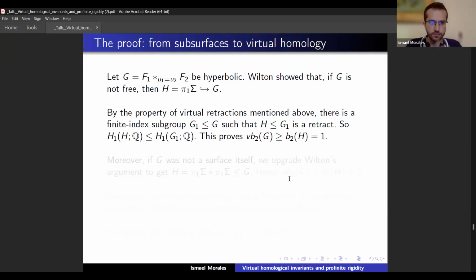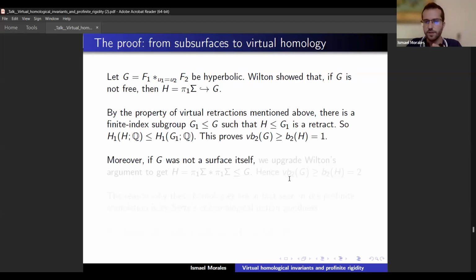The argument is just that, in some G1, G1 retracts onto the surface. The retraction induces a retraction at the level of homology, so we see the homology of the surface in G1. So the strategy when G is not a surface: we claim we don't only get positive first, second Betti, we get infinite.